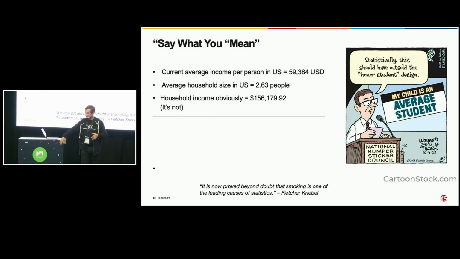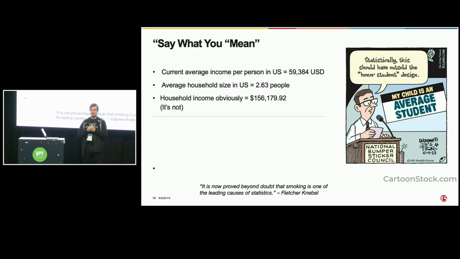So I always like this one. This is how you can lie with means. And sorry, my data is US for this. Average income is about $59,384. Average household is 2.63 people. Therefore, the average household income is $156,179. No, it's not. It actually is roughly $105,000. And this is how means can be used to mislead you.